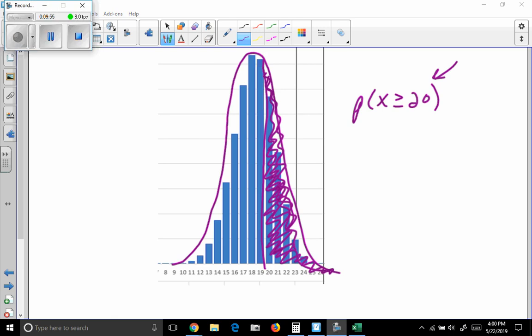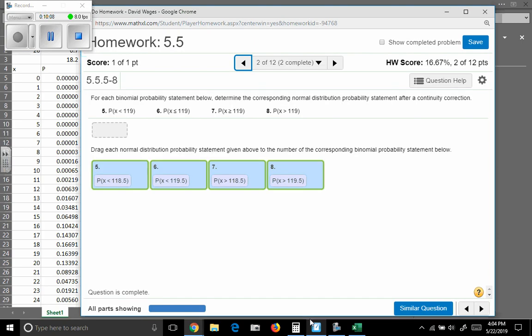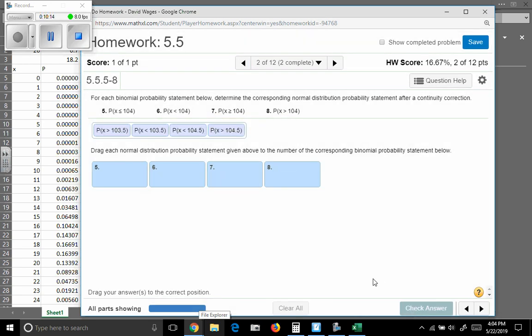So let's just work through some of the homework and address some of these issues as they come. Okay, so let's start with this one. For each binomial probability statement, determine the corresponding normal distribution probability statement after continuity correction.